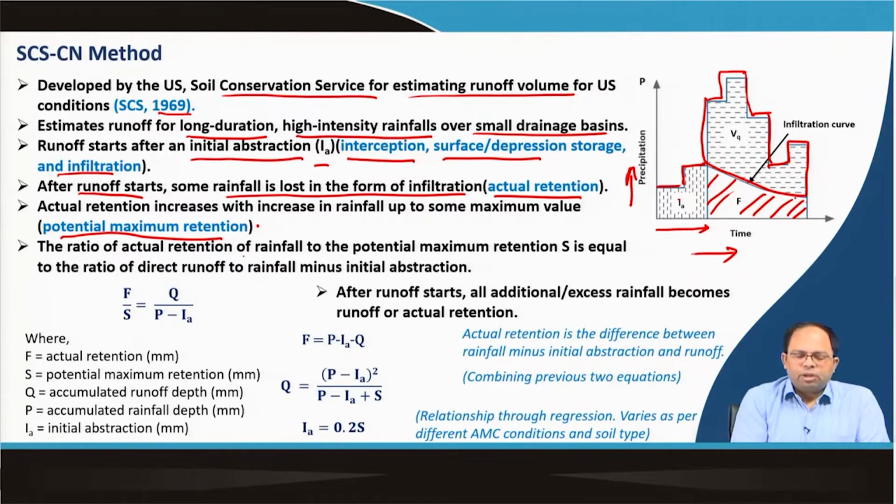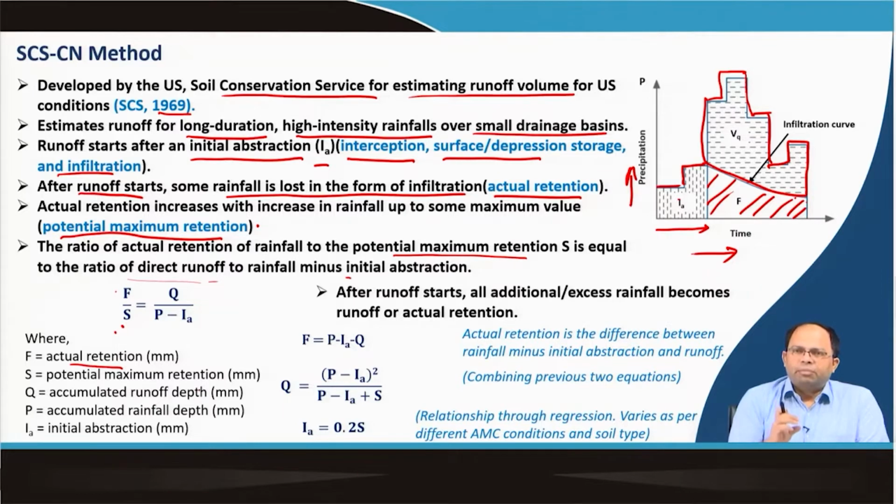The ratio of actual retention of rainfall to the potential maximum retention S is equal to the ratio of direct runoff to runoff minus initial abstraction. So, this is given by F by S, where F is actual retention, S is potential maximum retention, and this is equal to Q, the accumulated runoff depth.